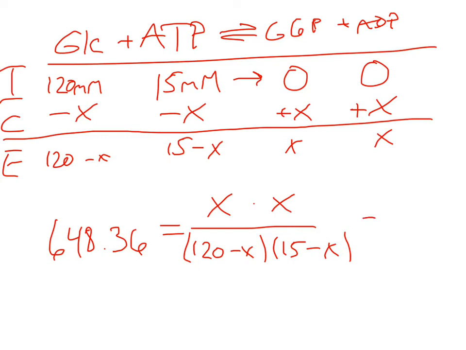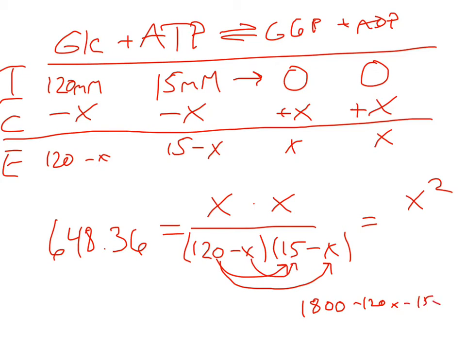Alright, so I can expand this guy. x squared on the top, easy enough. On the bottom, we're going to have to do a little bit more foiling, remember. That's going to be 1800. We plug that in. Then we'll do minus 120x, then minus 15x, and then plus x squared. So our final thing should be 648.36 is equal to x squared over 1800 minus 135x.